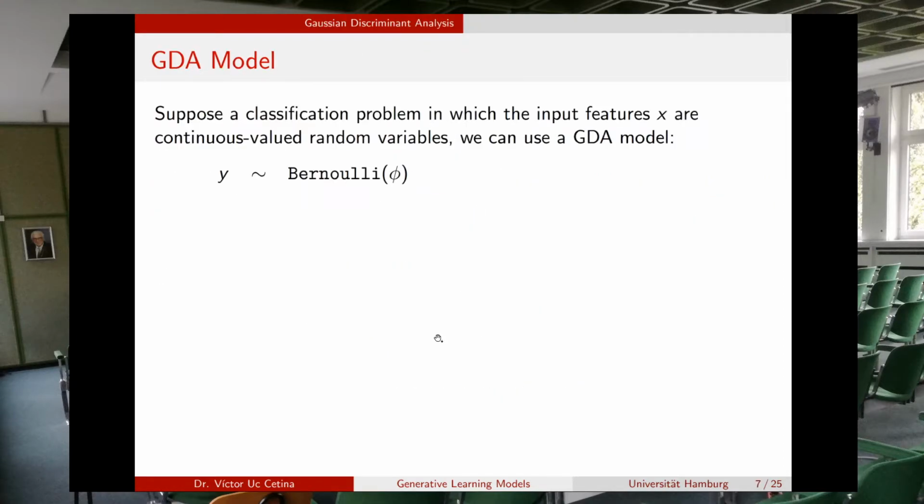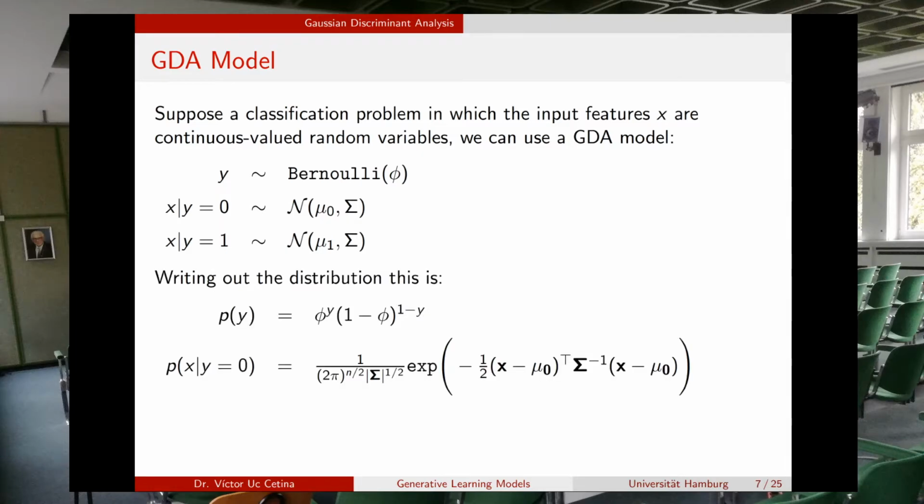So in this case the learning algorithm consists in computing just probabilities, and specifically computing these parameters: phi, the covariance matrix, the mean vector for 0, and the mean vector for 1.